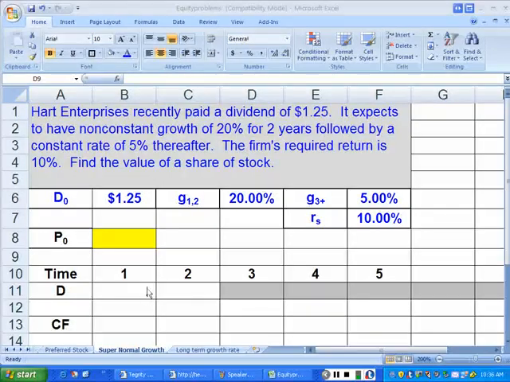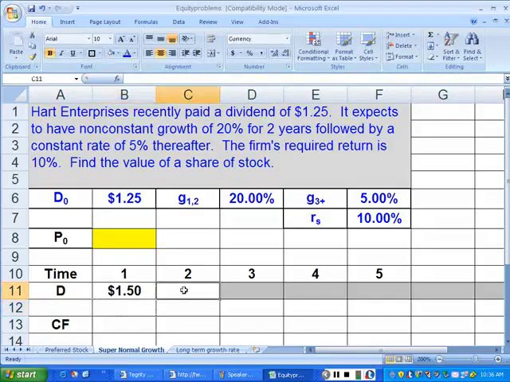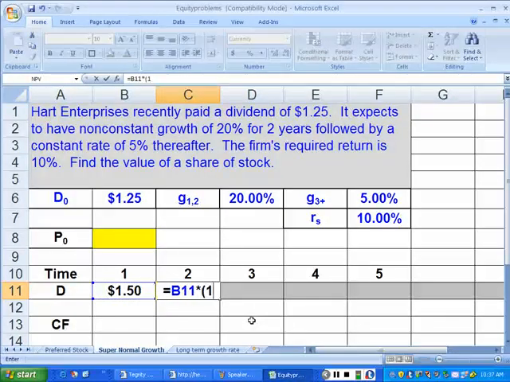Well, let's first look at what the dividends would appear to be. The dividend at time 1 was the last dividend multiplied by 1 plus this supernormal growth rate of 20%. So we see it go to $1.50. The dividend at time 2 is nothing more than the $1.50 of the prior period that's expected times, again, 1 plus this supernormal 20% growth rate.